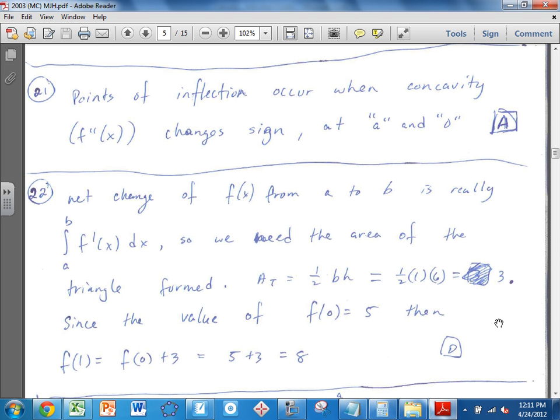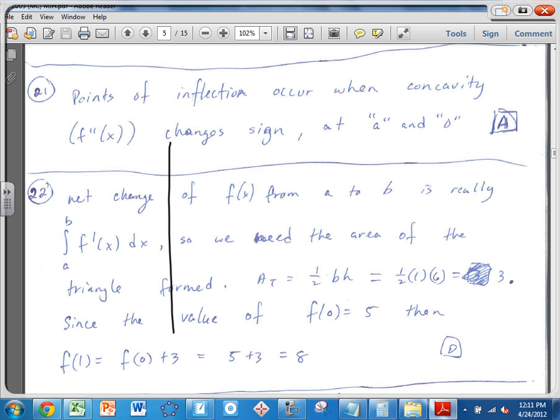Can somebody read the question for number 21, please? I'll read it. The second derivative of a function f is given by f double prime of x equals x times (x minus a) times (x minus b) squared. The graph of f double prime is shown above. At what values of x does the graph of f have a point of inflection?